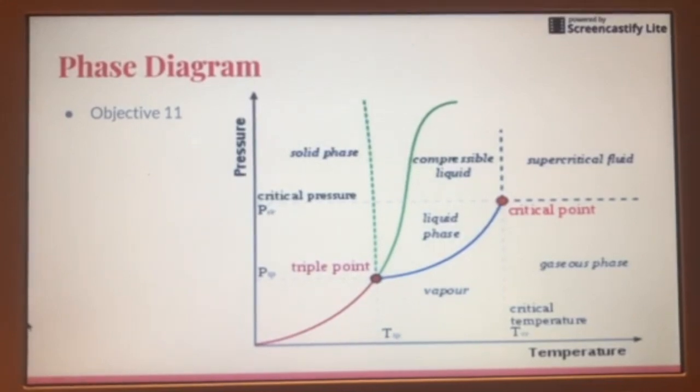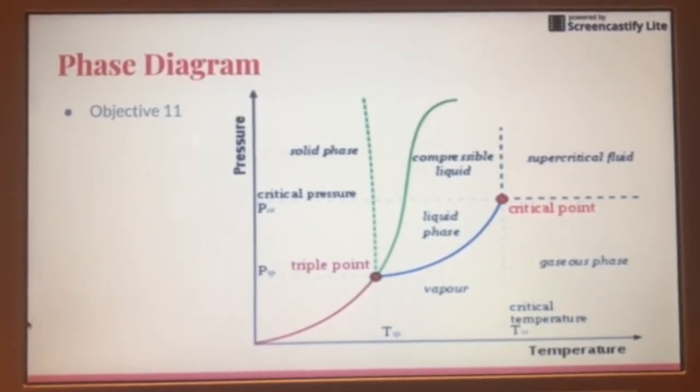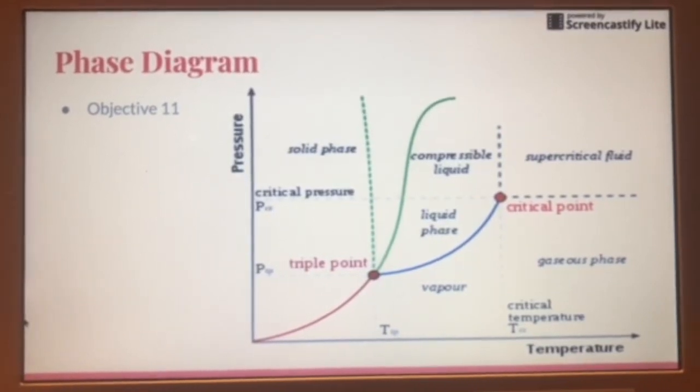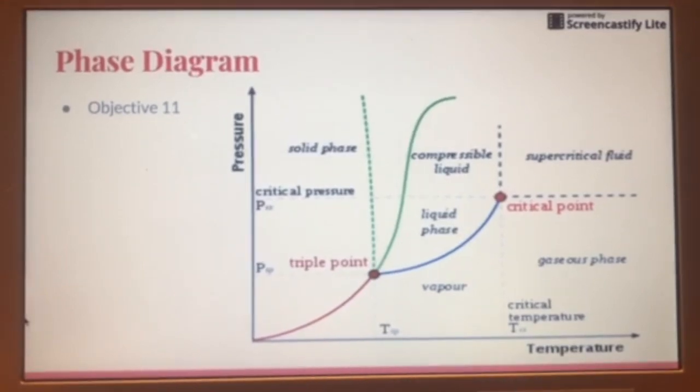Objective 11 is just about the phase diagram. So to start off this demo, I brought water to a boil. Water is a liquid, and when brought to a boil, which is also called vaporization, some water will evaporate or become a gas.